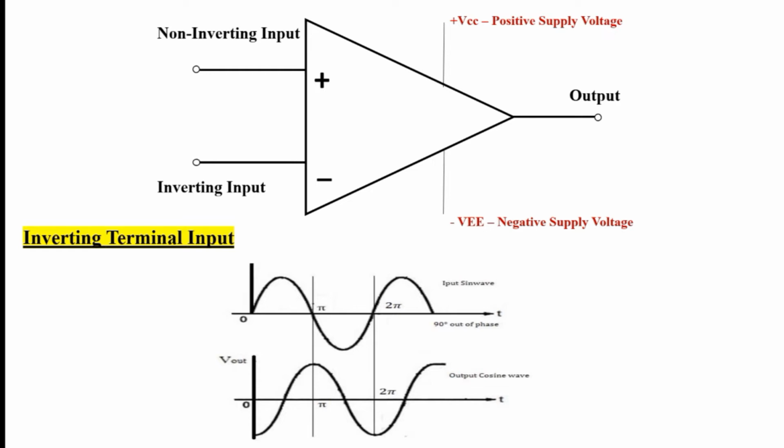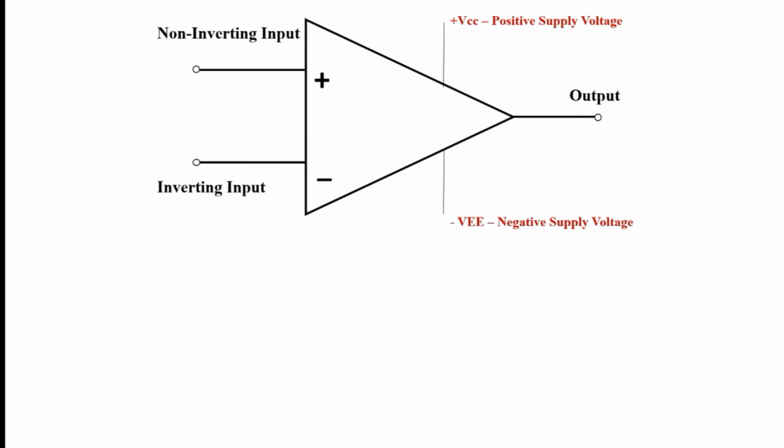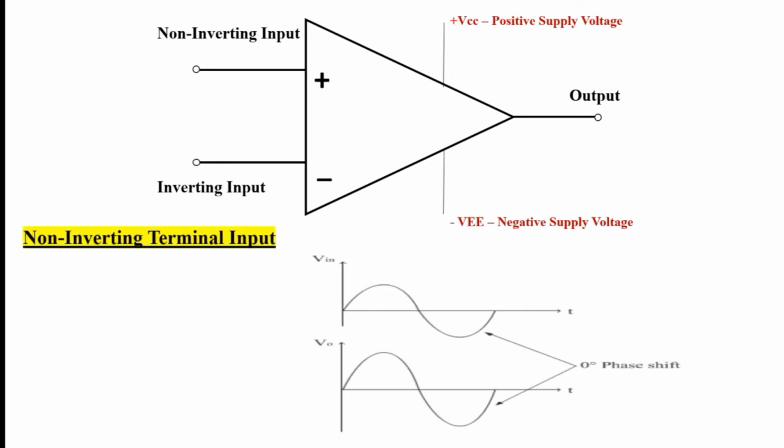Now next, the input terminal labeled with the positive sign is called the non-inverting terminal. If we connect the input signal to this terminal, then the amplified output signal is in phase with the input. You can see that in the given figure.